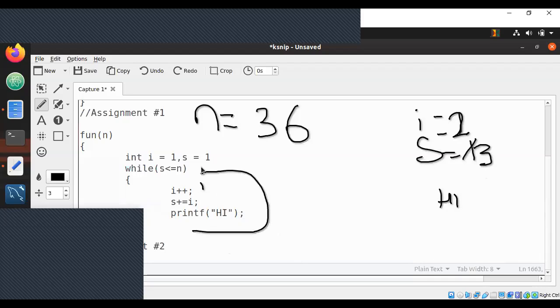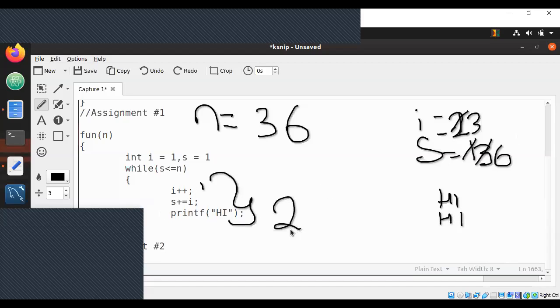Now after this, it goes back again, checks s less than or equal to n, true. Again you go here, increase i. i now becomes 3. And you're doing s equals s plus i. s value is 3, 3 plus 3, you're going to make it 6. Now, after s becomes 6, again, you're printing hi, twice. So that means this entire while loop is executed 2 times now. Then it goes back again. 6 is still less than or equal to n, true.